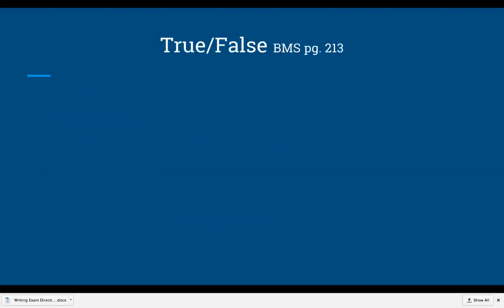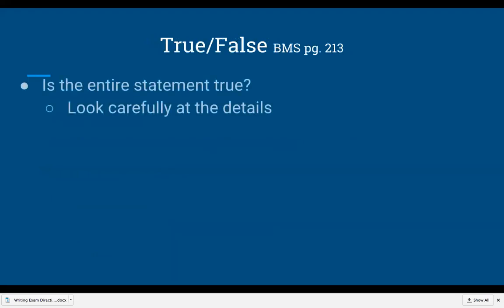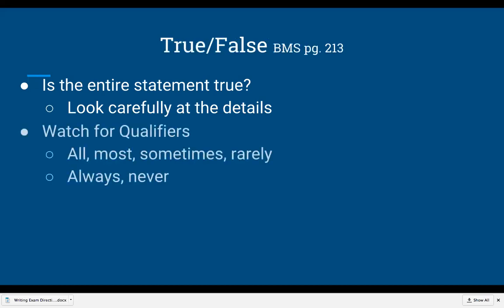Now we're going to go on to the different types of questions that are asked on a test to give you some tips. As for true and false questions, you want to make sure that every single word in the question is true. If there is one word that's untrue, it makes the entire statement untrue. So be careful when you're looking at the details and when you're reading the questions carefully. You may need to reread them a couple of times.